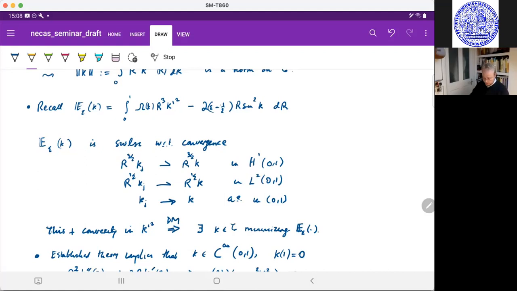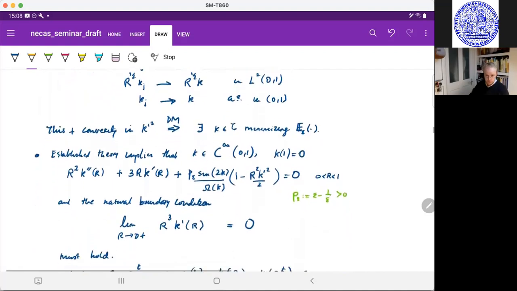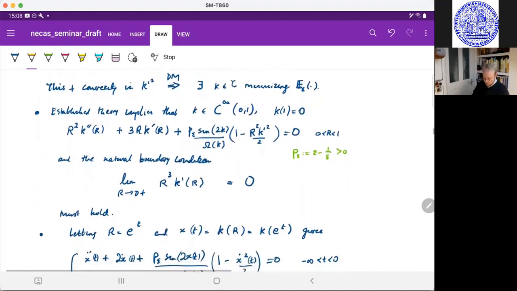And this in turn allows you to establish that the minimizing k is smooth on the open interval (0,1). So that's what I've indicated here. k is C infinity on (0,1). It obeys the boundary condition, and moreover, an Euler-Lagrange equation holds on the open interval (0,1). So this is all available essentially classically if you apply standard theory. What's missing is that we now have a map k defined on (0,1), and we've got one boundary condition. So it's appropriate to look for the other one, and that's where the natural boundary condition comes in.